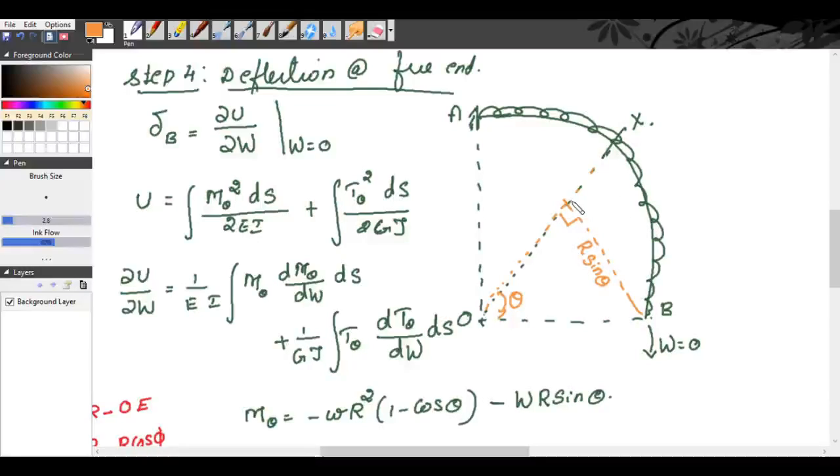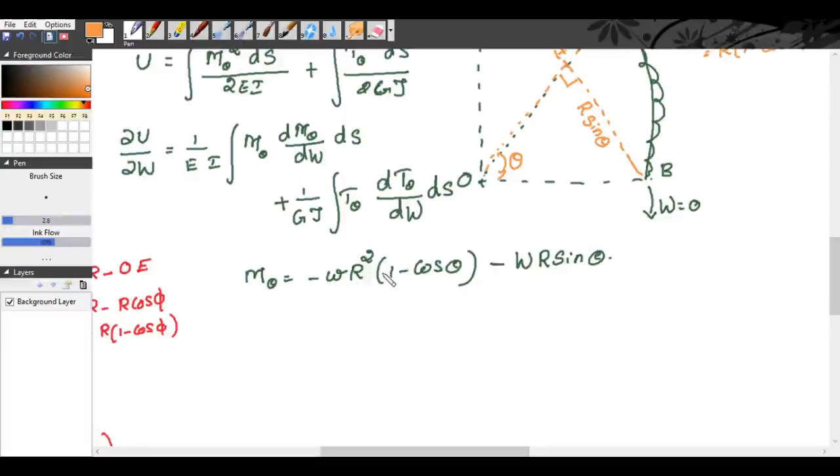And this distance we will take as H. So HB is R sine theta and HX is R into 1 minus cos theta, that is HX is equal to R minus R cos theta. We will use this for torsional moment. So M theta is equal to minus WR square into 1 minus cos theta minus WR sin theta.